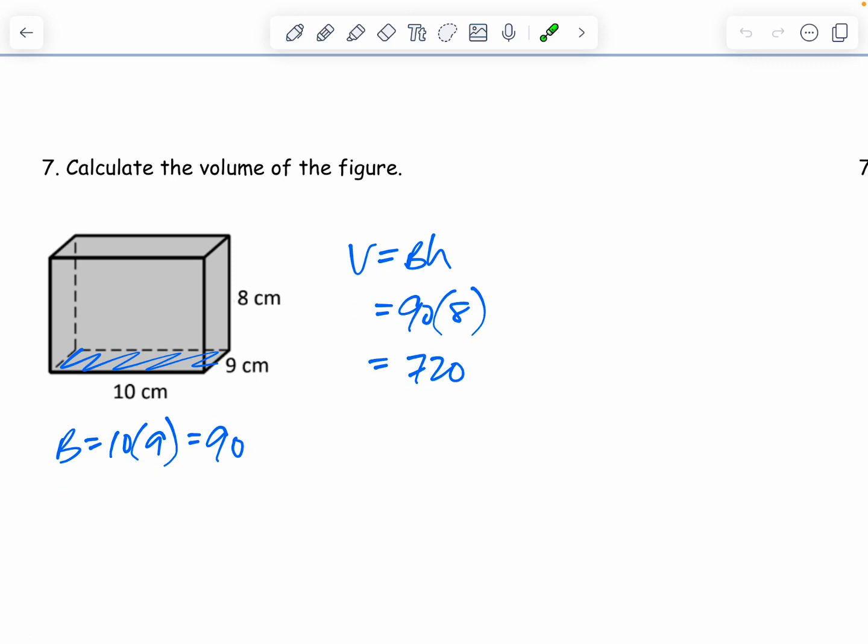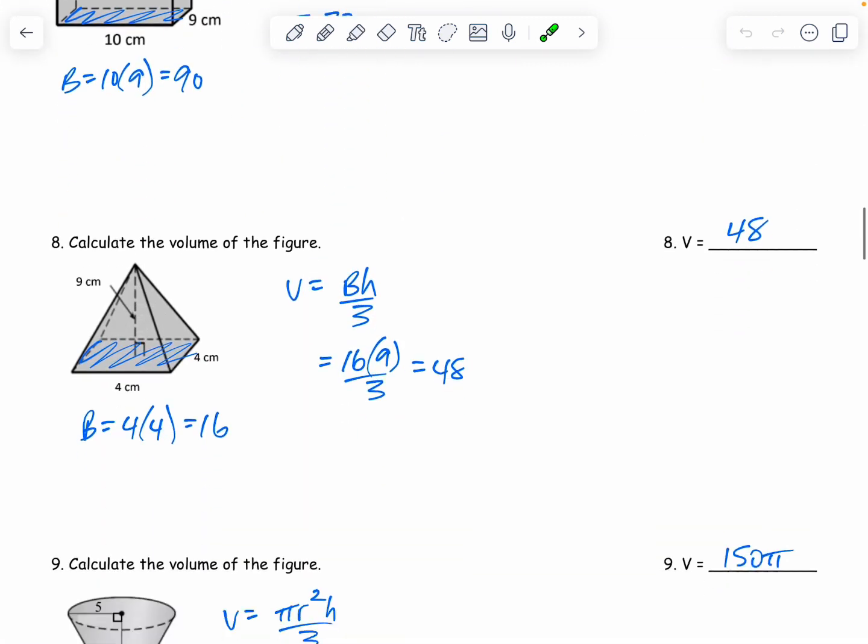Here's the volume of a rectangular prism. We already did surface area, but notice how, again, I'm coloring in the bottom. And that's how you do the B. The base is a rectangle, and how do we figure out the area of a rectangle? You take 10 and 9 and multiply it together. The height is 8, so I'm taking the 90 and plugging it in for the base. And again, the height is 8, so we get 720.